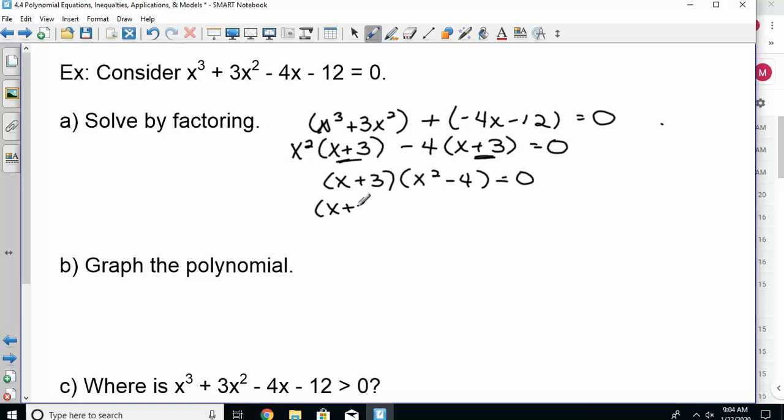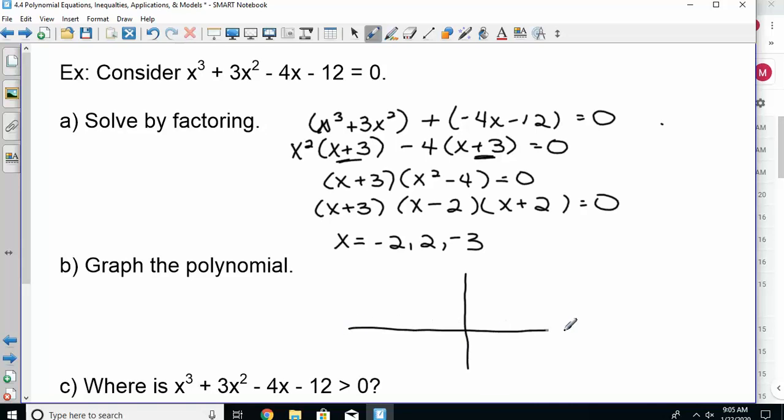x squared minus 4 is a difference of squares, so it breaks into what? x minus 2, x plus 2. So what are my solutions? What makes this 0? Negative 3, negative 2, and 2. Okay. We could graph this now.